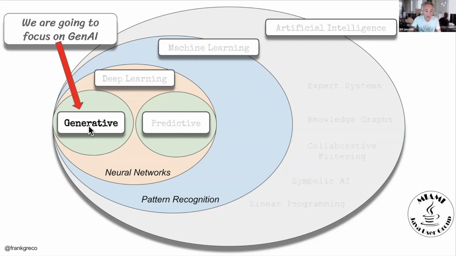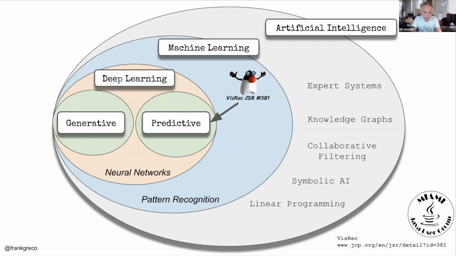There's predictive AI and generative AI. So we're going to talk about generative AI, but I wanted to point out that right now most of the money in AI comes from predictive AI, because it's been around for a long time.